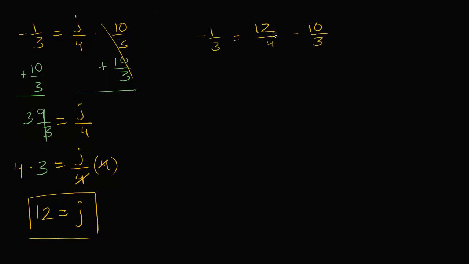Does this actually work out? Well, 12 over 4 is the same thing as 3. And if I wanted to write that as thirds, this is the same thing as 9/3. And 9/3 minus 10/3 is indeed equal to negative 1/3. So we feel very good about that.